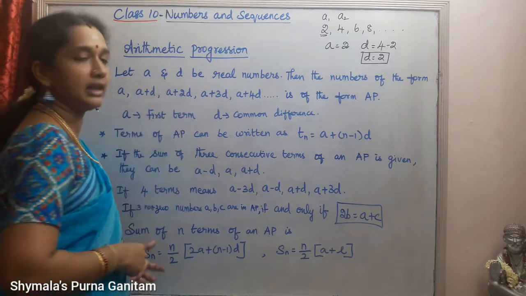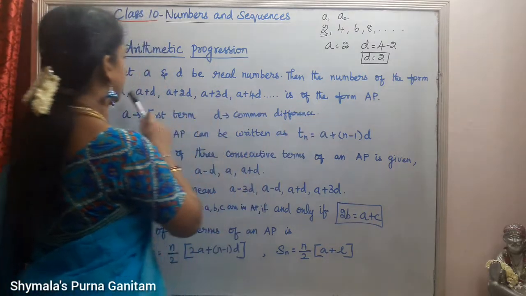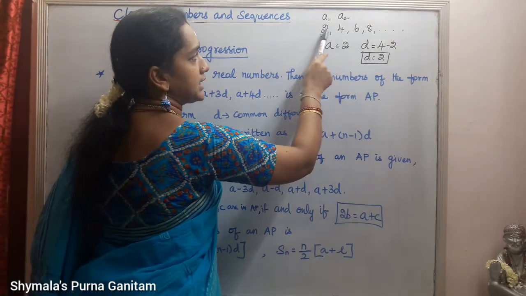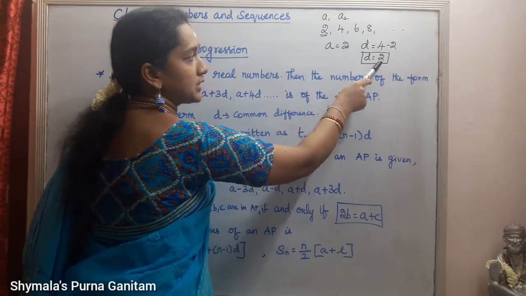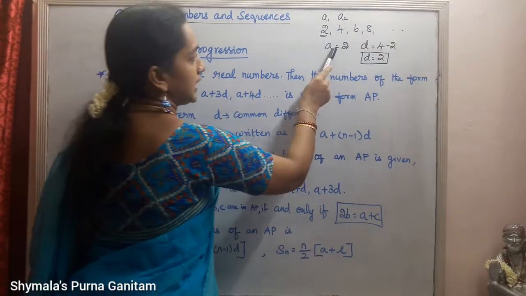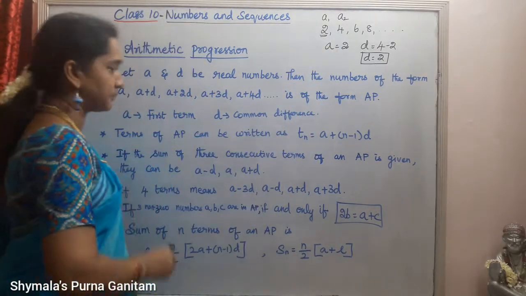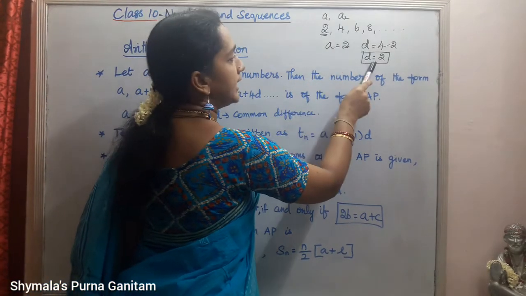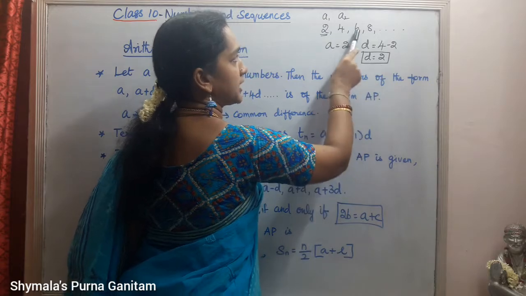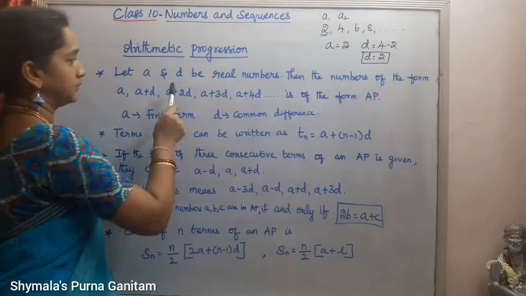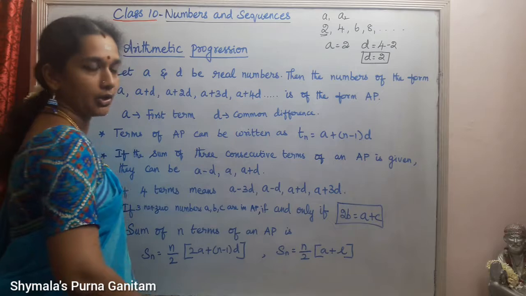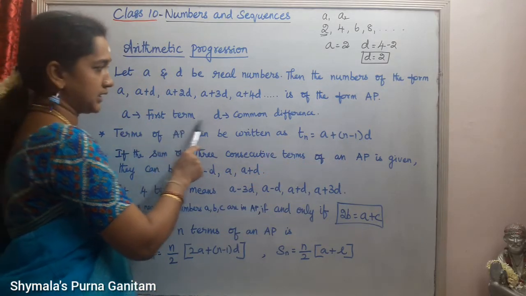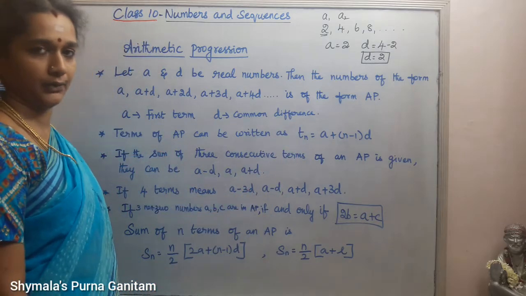Let A and D be real numbers. Then the numbers of the form A plus D. So the second term, what will we get? We will get A plus D. What is the difference we got here? 2. So A plus D will be the second term. The third term will be A plus 2D. So A is 2, D is 2, 2 into 2 is 4, 4 plus 2 is 6. That is the third term. Like that it will go on, is of the form AP. So A is the first term and D is the common difference.